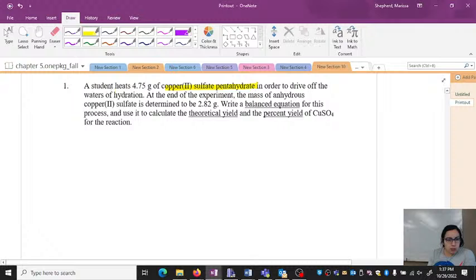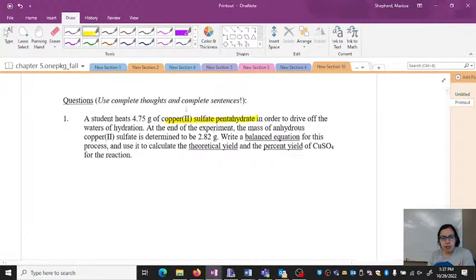It starts off with, a student heats up 4.75 grams of copper 2 sulfate pentahydrate. So we know what we're starting with. And then, in order to drive off the waters of hydration, at the end of the experiment, the mass of the anhydrous copper 2 sulfate is determined to be 2.82 grams. It says write a balanced equation and calculate the theoretical yield.